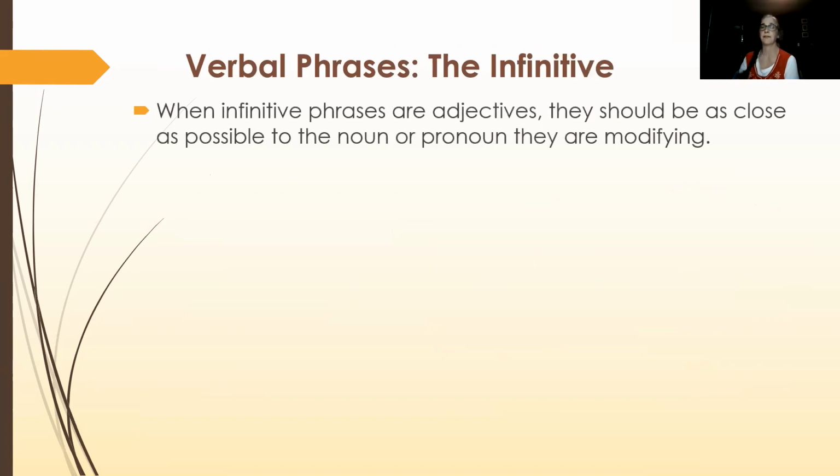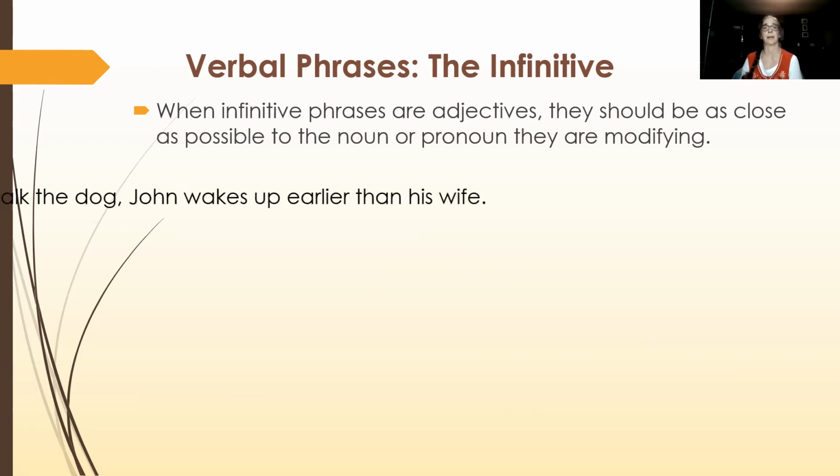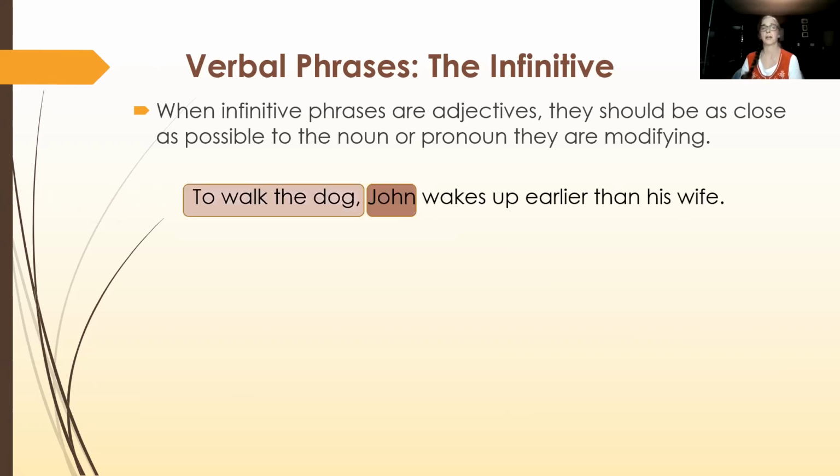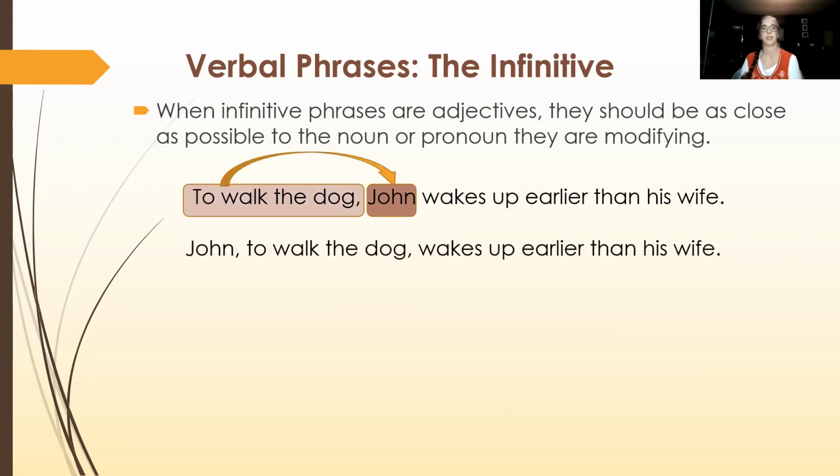Now, because infinitive phrases can be adjectives, they should be as close as possible to the noun or pronoun they are modifying. To walk the dog, John wakes up earlier than his wife. John, to walk the dog, wakes up earlier than his wife. See how that adjective infinitive phrase, the first one is in front of the noun it's modifying, and in the second case, it's after the noun it's modifying. And our sentence is very, very clear.